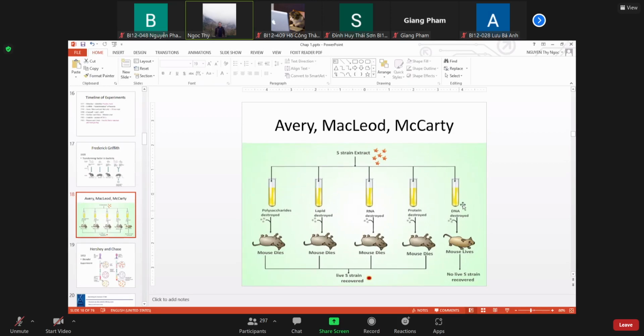But in the last experiment, they mixed it with DNase, the enzyme that cuts through and destroys the DNA. When they injected the sample pre-treated with DNase, the mouse was still alive, and there was no live S strain found in the sample of the mouse. So that means what? That means that the DNA played a key role in transferring the information to build a new live S strain, right?